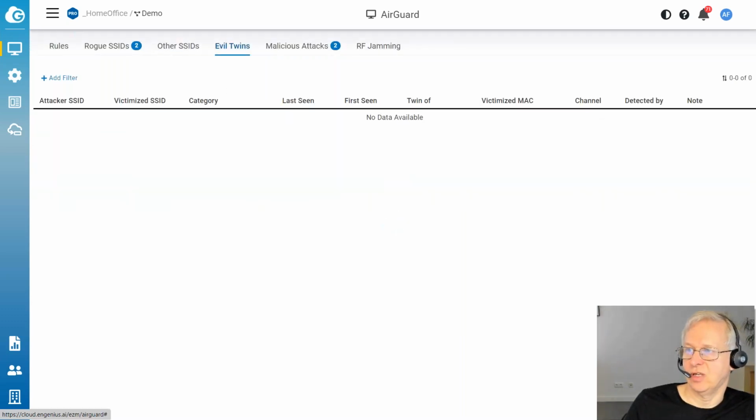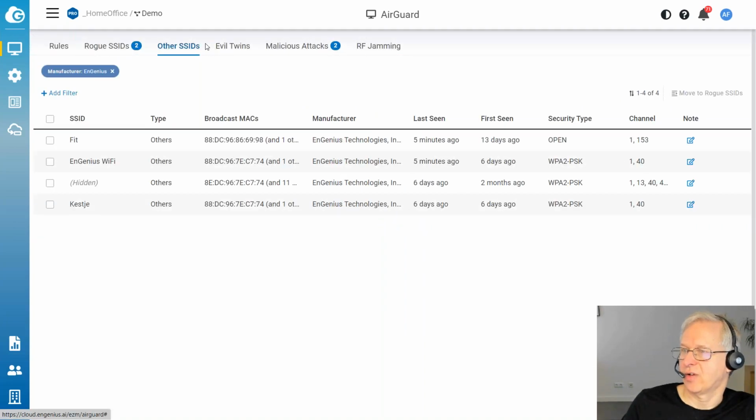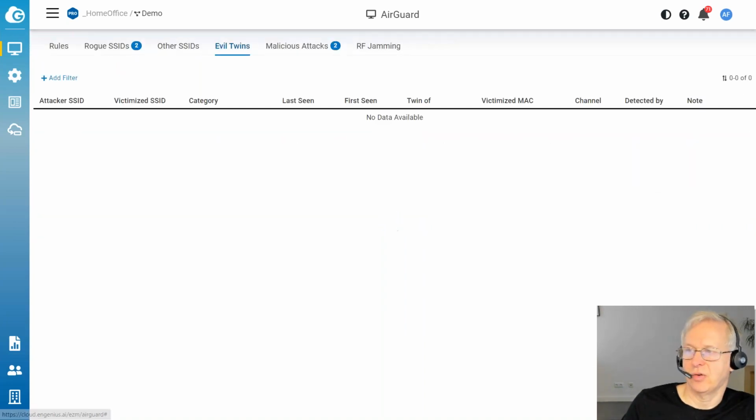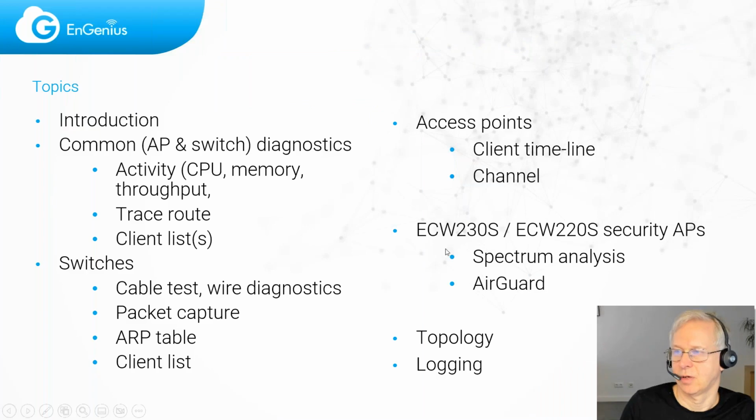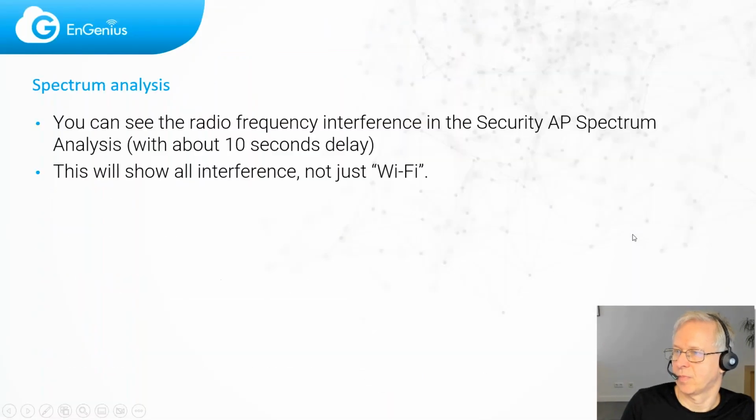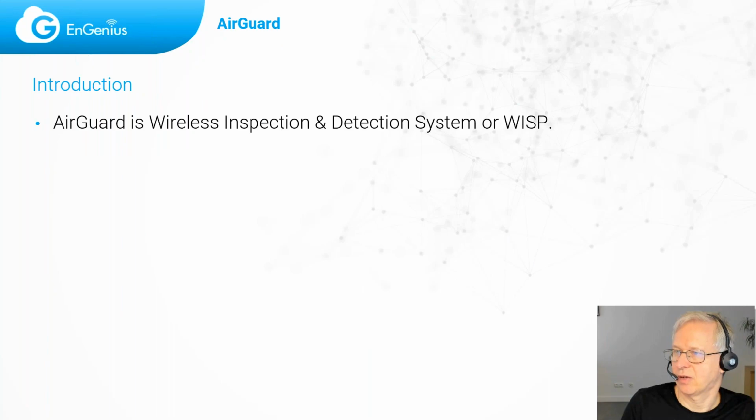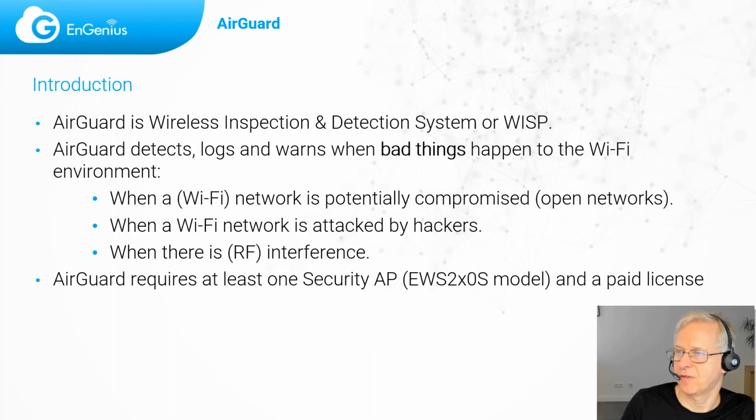You can also see other things like evil twins and actually all the other SSIDs that are near your network. I have some presentation about that. Let me see if we can pop it up. Oh, you need to go. And I'll get back to the RF thing.